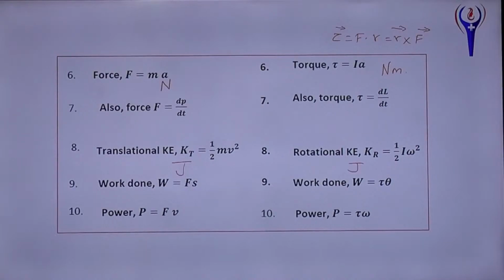And work done, F into S, force into displacement, joule only. Work done here also W equal to tau into theta. Instead of F, tau. Instead of S, theta. This unit also joule. And unit of power, F into v, unit watt. And here power, tau into omega. Wherever F, tau. Wherever v, omega. Unit watt only. Okay. Noted?